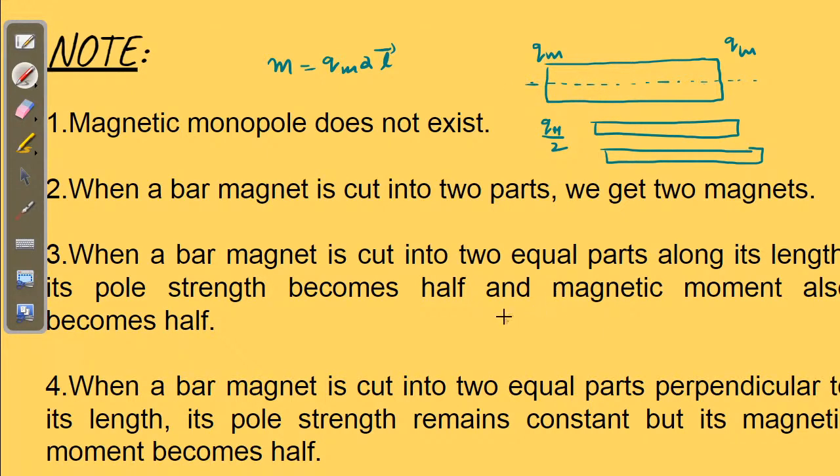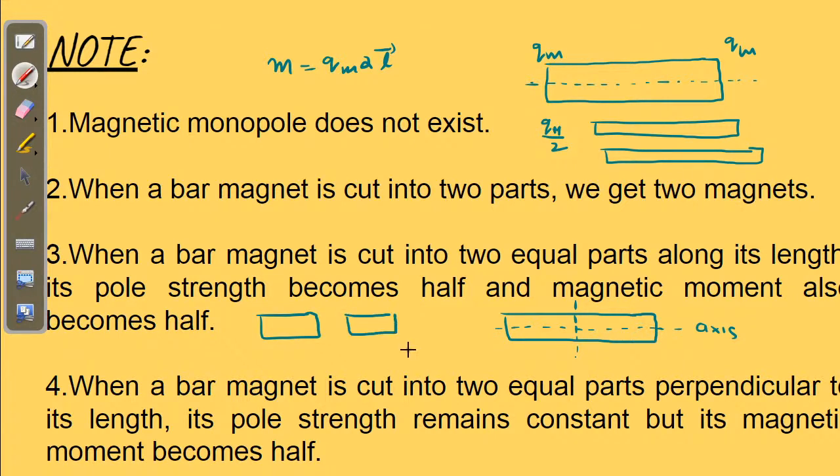Now another important property you have to remember is, suppose you have a bar magnet like this and you are cutting it perpendicular to the axis. If this is the axis of the bar magnet, and you cut it like this, making it into two pieces, what basically happens is the pole strength remains the same, your qM value remains the same, there is no change, but your magnetic moment reduces to half. Why? Because when you cut this into two equal halves, the length gets reduced. So this becomes L by 2, this becomes L by 2. If the length gets reduced by half, then automatically the magnetic moment also gets reduced to half. So remember those two important points.